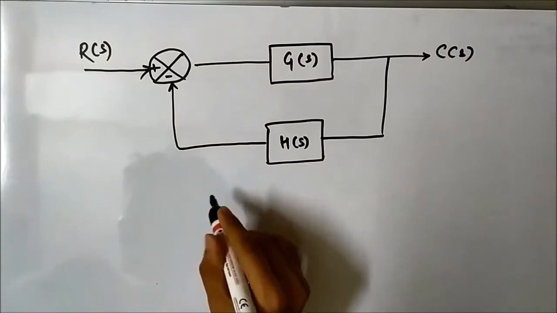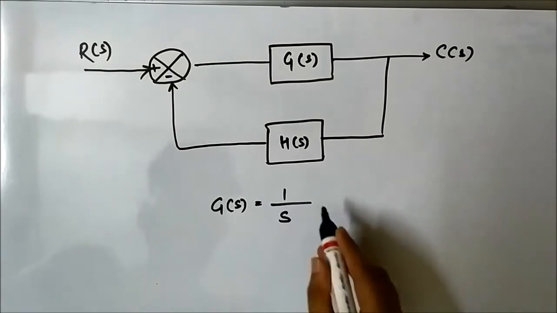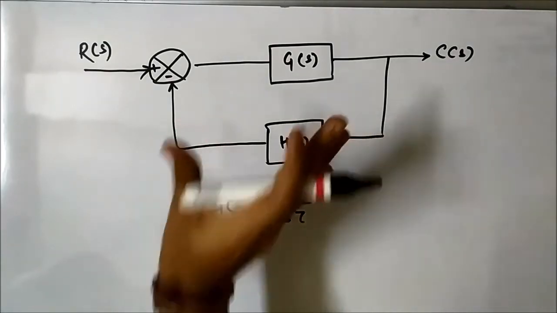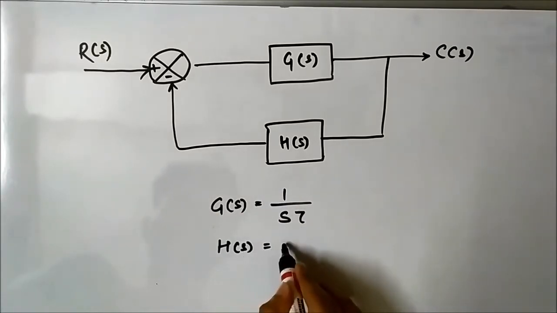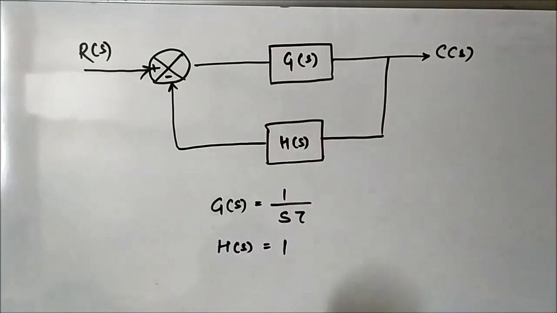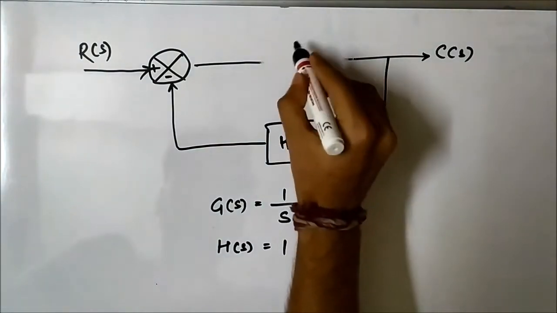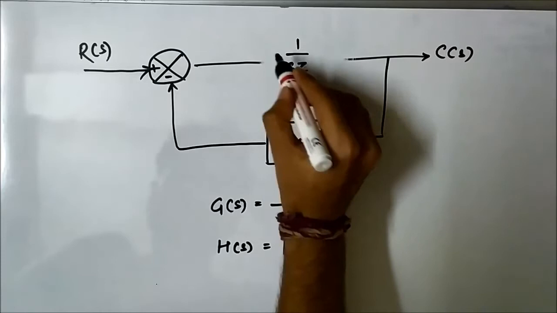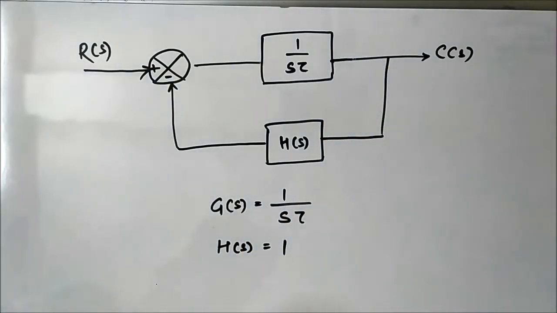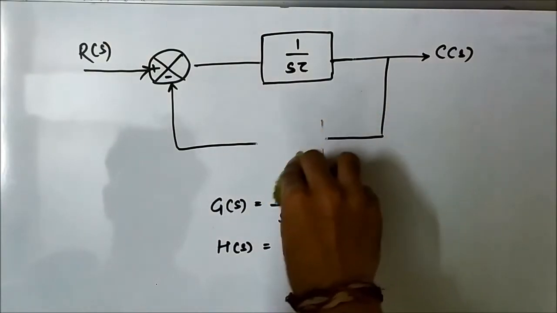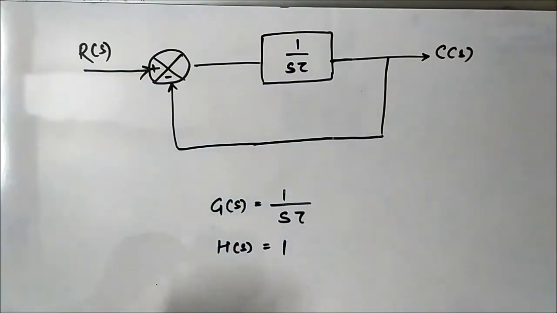Suppose we put G(S), the forward path gain, as 1 by S tau, and we have a unity negative feedback, that is H(S) is equal to 1. Suppose we make these changes here, so let's see what happens. Here 1 by S tau is the forward path gain, and here it is unity feedback, that is the feedback path gain is equal to 1.